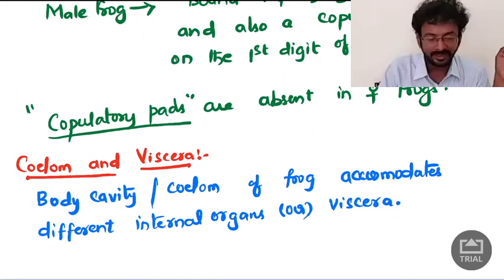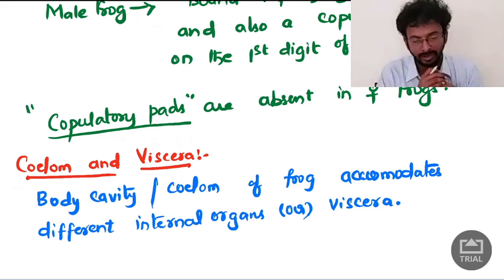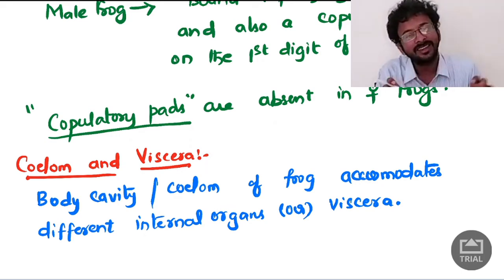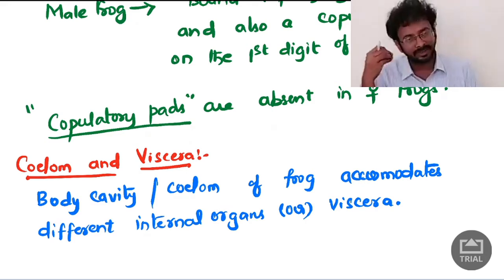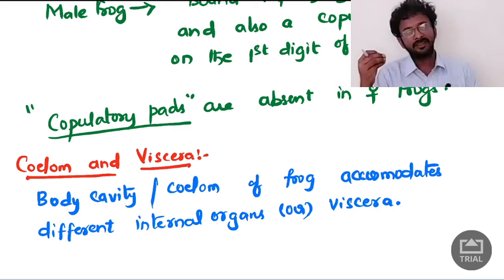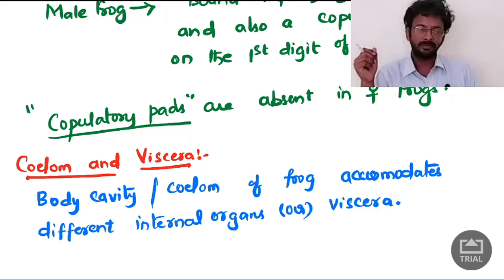The body cavity or coelom of frog accommodates internal organs or viscera. This is the general introduction part of the frog. Now, in the next classes, we have to learn about the digestive system, circulatory system, respiratory system, excretory system, reproductive system, nervous system.